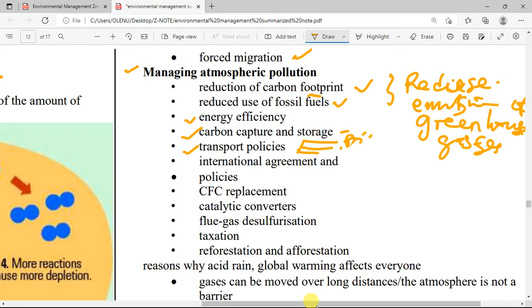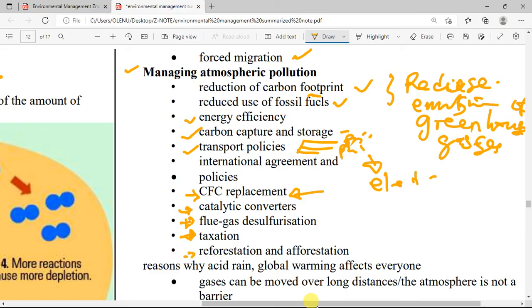You should promote the use of public vehicles. You should come up with transport policies such as the use of electric cars, and the rest. So, international agreements and policies on managing atmospheric pollution. CFCs: you should create gases that will replace CFCs, so chlorine will not be released to reduce the ozone layer. Use cars or machines that use catalytic converters. Flue gas desulfurization should take place, and taxation: you should increase taxes on people that use most of this non-renewable energy that releases greenhouse gas into the atmosphere.